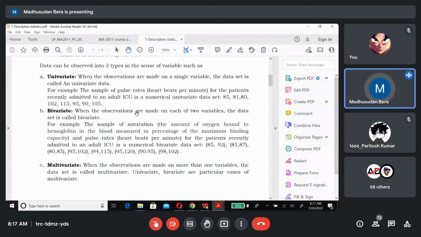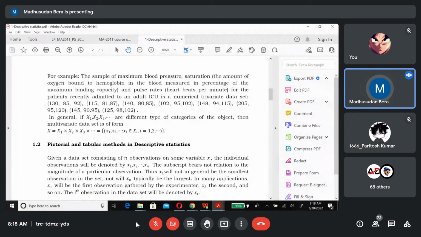See, when the observations are made on each of two variables, the data is called bivariate. Here one example is given: a sample of saturation for the patient is bivariate data. And multivariate means more than one. So although bivariate is also multivariate, it is required most of the time. That's why it is specified separately. Nothing else.